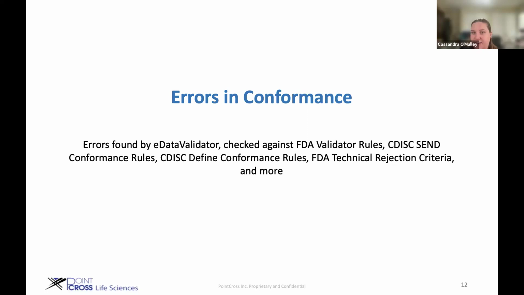So moving into the errors that are found in conformance, these errors were identified by Point Cross's eData validator, which is checking against FDA validator rules, CDISC send conformance rules, CDISC define conformance rules, FDA technical rejection criteria, and more. There are additional checks that are built in looking for conformance as well as traceability within the study.